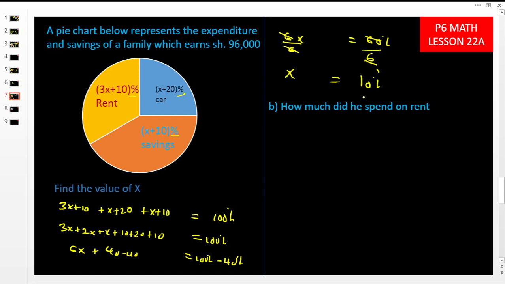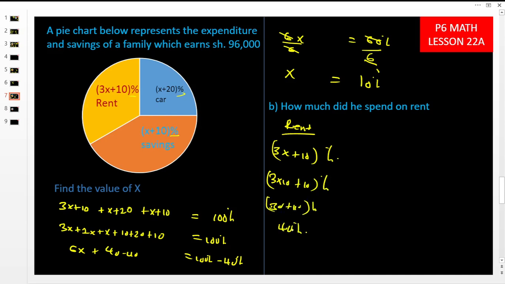So x is equal to 10%. How much did he spend on rent? So what is our rent here? Now our rent took 3x plus 10%. Now this is 3 times 10 plus 10%. This is 30 plus 10%. Now this is going to be 40%. Now how much? So this is 40 out of 100 times that total amount which was given as emitwalo mwenda mukakaga.